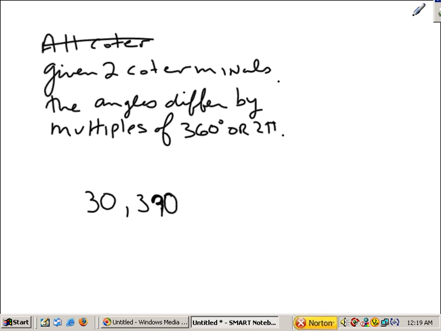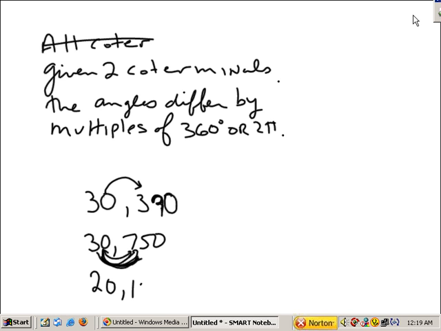If I added 720, that's 360 plus 360. If I add 720, I get 750. These two angles differ by 720. That is, if you were to subtract them, 750 minus 30, you'll get 720, which is a multiple of 360. If you subtract these angles, 390 minus 30, you'll get 360, which is a multiple of 360. 360 times 1. 720 is 2 times 360.